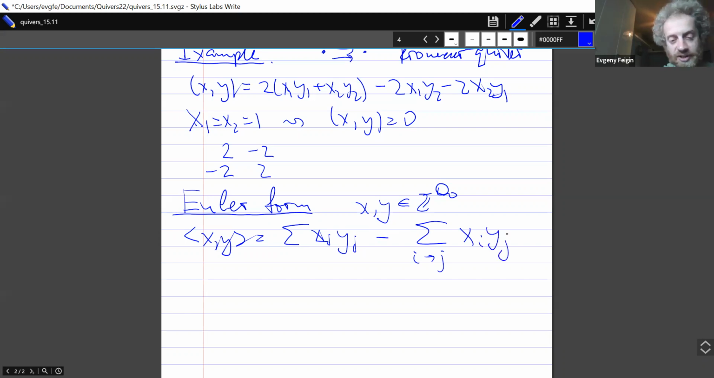Can I explain the difference between the Euler form and the form defined above? At least this form is not symmetric. That's right, in general. So this form does not have to be symmetric.